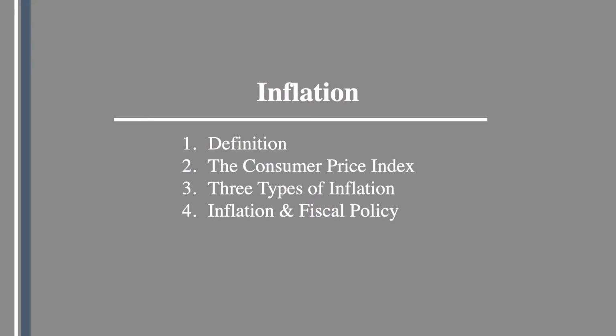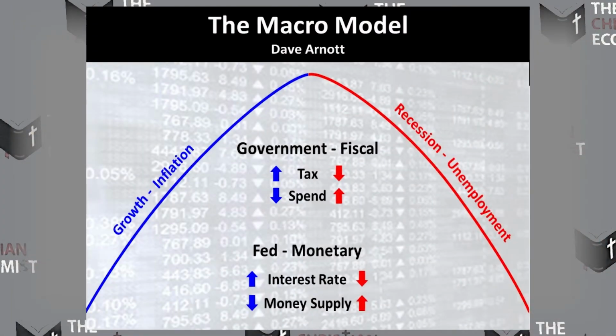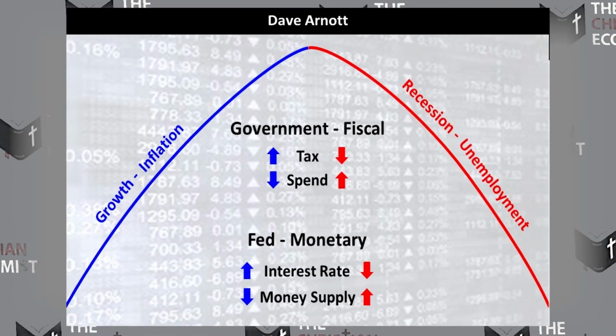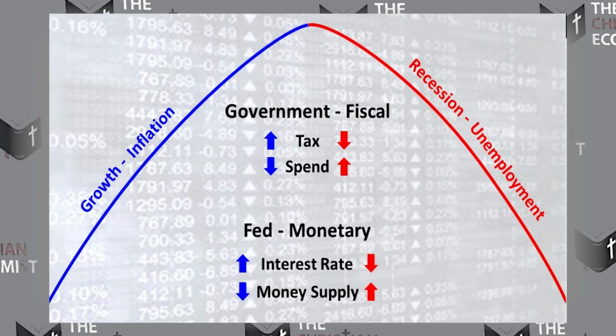Inflation and fiscal policy. Now, you'll remember from lesson 3, we talked about the macro model, which you're looking at again. See on the left side of the model where it says inflation? As the economy increases, gross domestic product gets greater, and inflation increases because there's more demand for goods. This is how we talk about inflation relative to unemployment on the other side of the macro model, which will come in a later lesson.